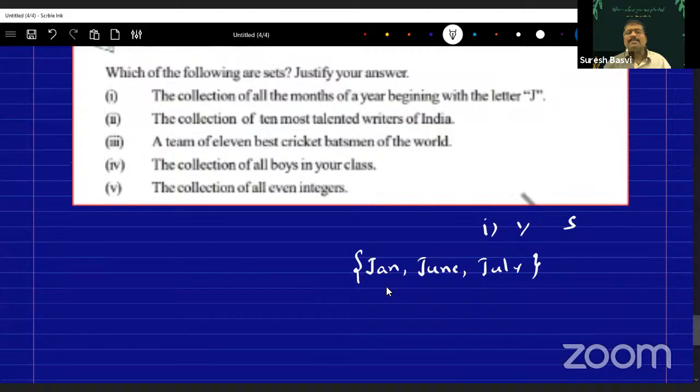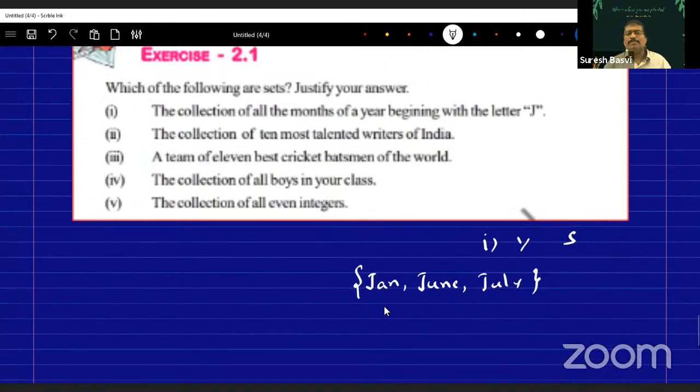Justify your answer means write like this. So yes, this is a set. Because if we represent this as A, then A is equal to January, June, July. Next, the collection of 10 most talented writers of India.